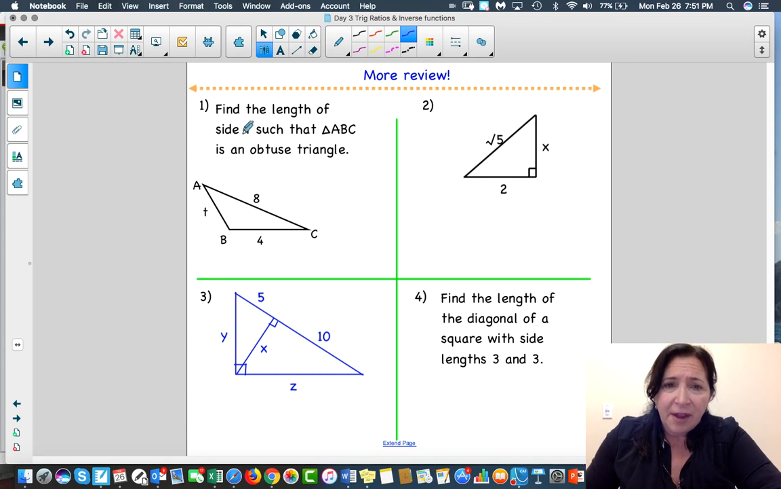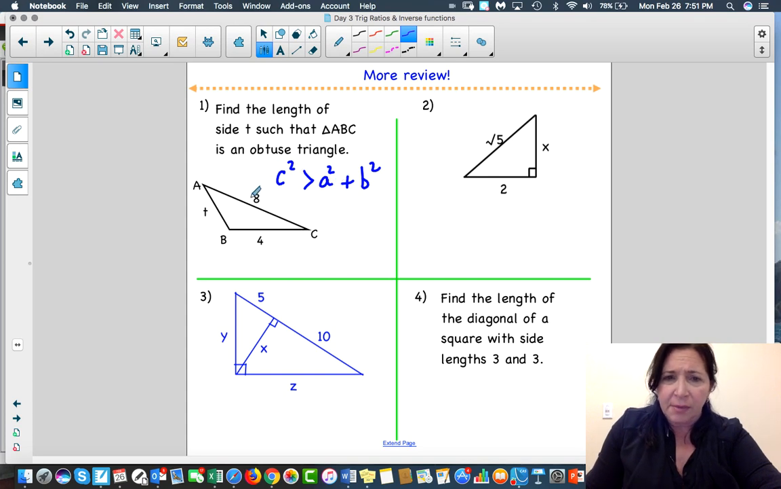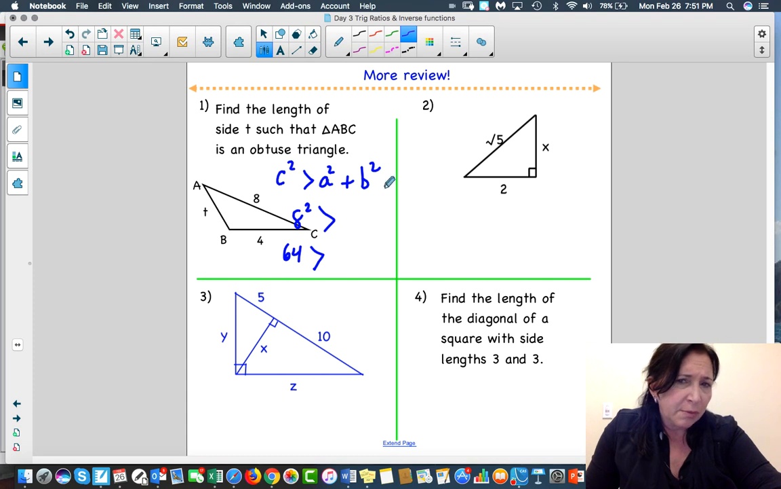Okay, so find the length of T such that the triangle ABC is an obtuse triangle. So if this is an obtuse triangle, then you would know that C squared has to be greater than the sum of the squares of the two other sides. So A squared plus B squared. Well, C squared has got to be the highest number, that's 8. So that's going to be 8 squared has to be greater than. So 64 has to be greater than some number squared plus B squared.